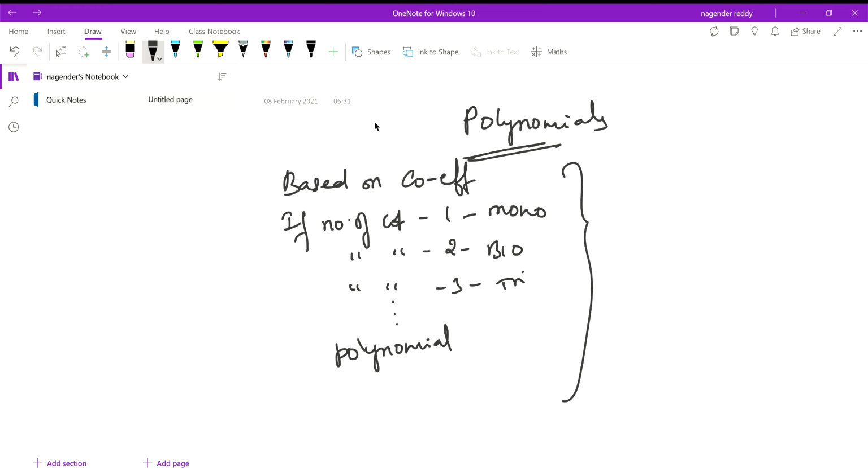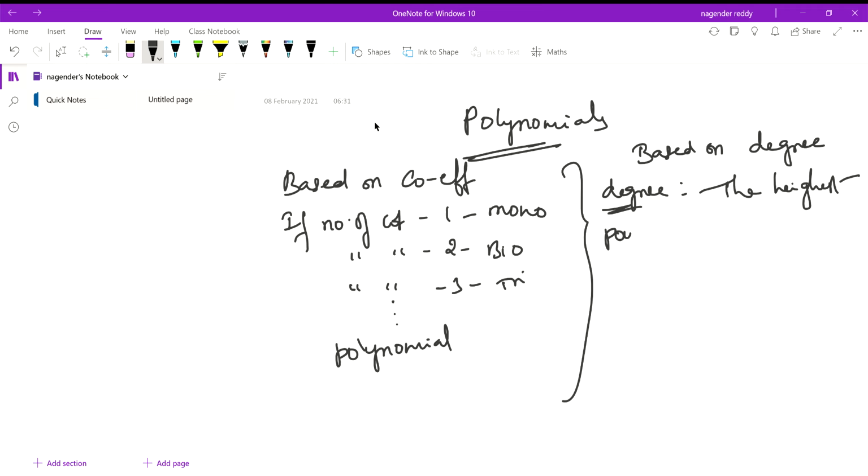Here, based on degree. Based on degree, what is a degree first? Let me explain degree. Degree is nothing but the highest power of x in an algebraic expression, called the degree of the polynomial.